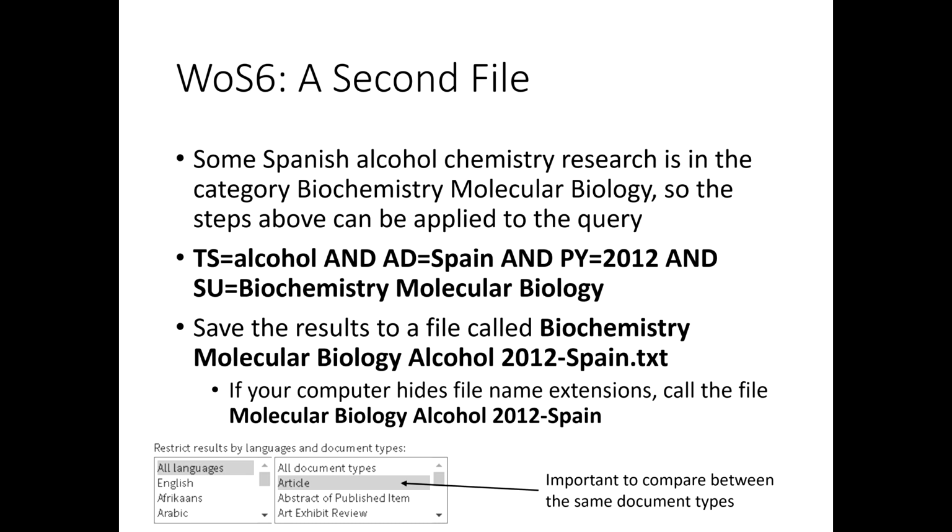Save this in Web of Science again and rename the file biochemistry molecular biology alcohol 2012-Spain.txt, or if your computer hides file name extensions, leave off the .txt at the end. And remember, change to article type for this one.